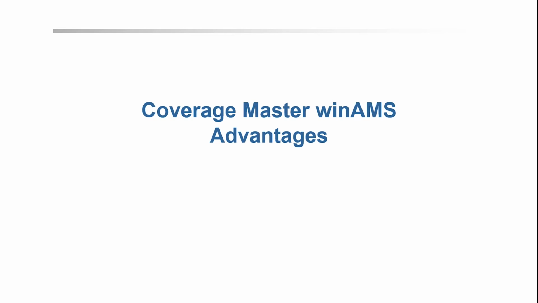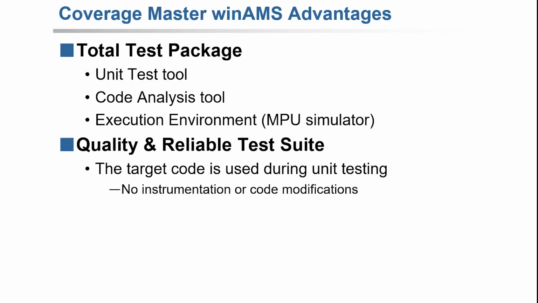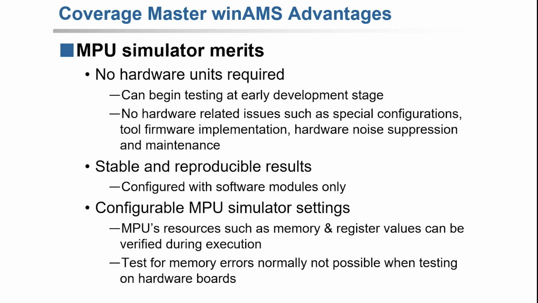Let's take a look at some of the advantages gained by using Coverage Master. Coverage Master provides a complete testing package, aiding the whole process from test design through to execution, reducing the workload without surrendering reliability. The MPU Simulator allows testing without actual hardware, so testing can begin quickly once the software is created, and no cost is incurred on hardware for the testing.